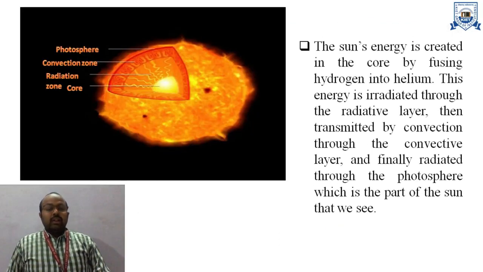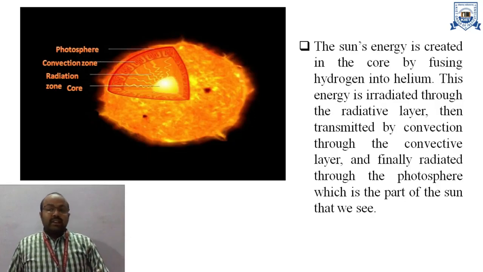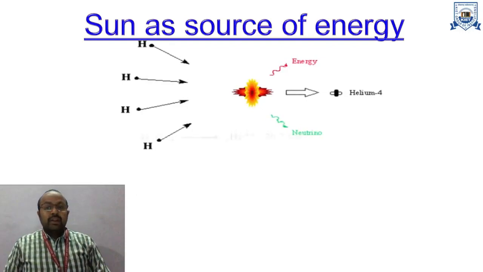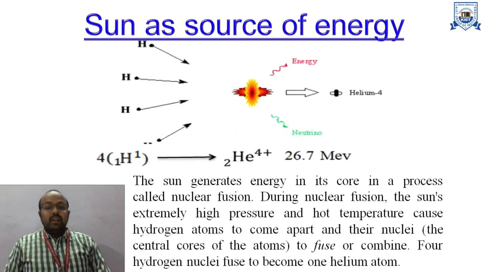Now, this is the photosphere, the convective zone, the radiation zone, and that is the core. This is the Earth structure. So basically the sun's energy is created in the core by fusing hydrogen into helium, and this energy is radiated through the radiative layer, then transmitted by convection through the convective layer, and finally radiated through the photosphere, the part of the sun that we see. So this is the sun as a source of energy, this is the helium, and this is the hydrogen.